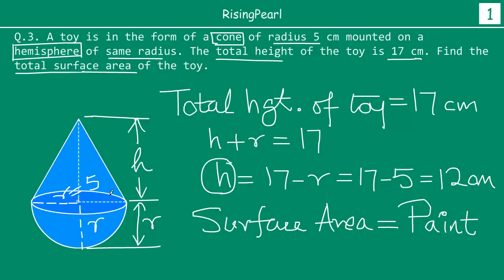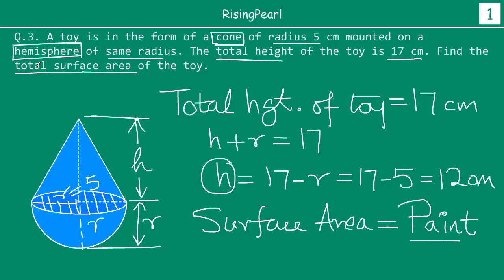What is most important to understand is this part that I'm highlighting right now. This part should not be part of the total surface area, because it is getting covered inside the toy. The base of the cone and the top of the hemisphere exactly fit, and that is the part which is inside of the toy. If I were to think about painting the toy red on the outside, I will not worry about this inside part.